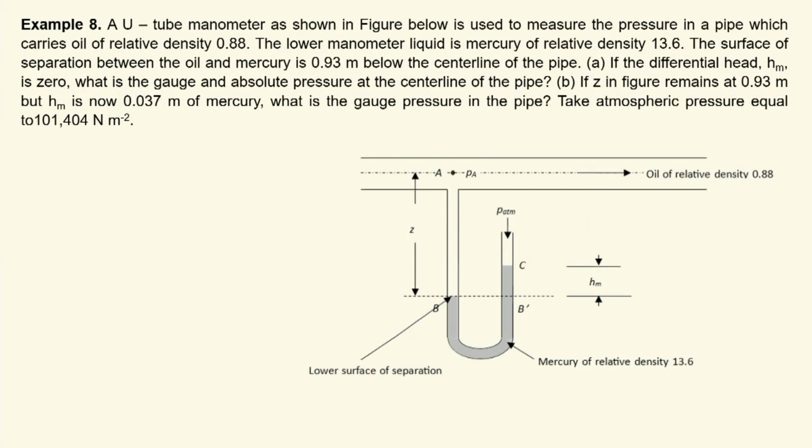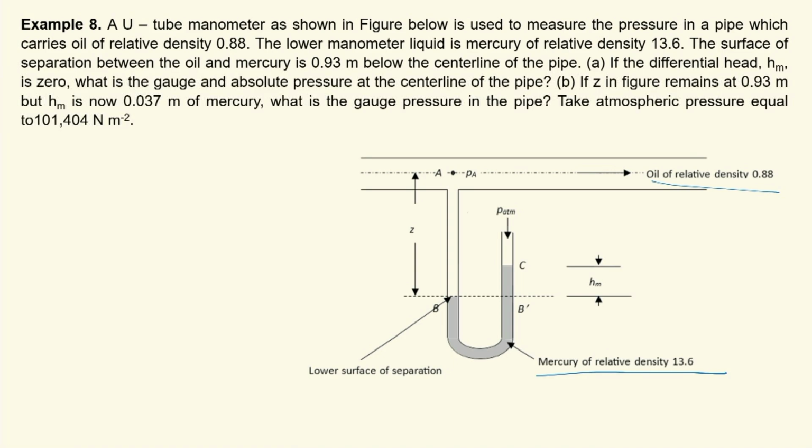This is another problem. A U-tube manometer as shown in the figure below is used to measure the pressure in a pipe which carries oil of relative density 0.88. The lower manometer liquid is mercury of relative density 13.6. The surface of separation between oil and mercury is 0.93 meter below the center line of the pipe.